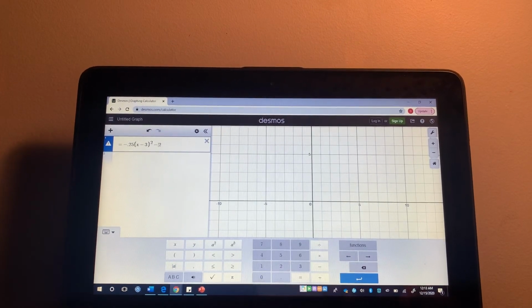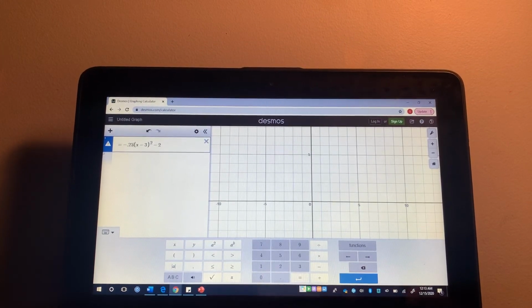And then I see it's 0.25. So I know it's going to be a little wider. For example, instead of over 1, up 1, I divide those y values by 4. And it's negative, so I rotate it upside down.